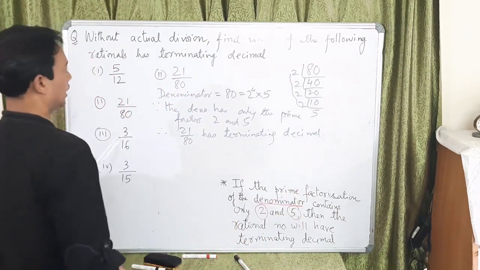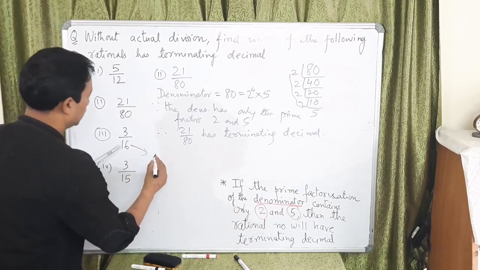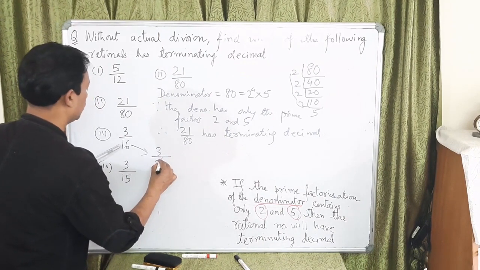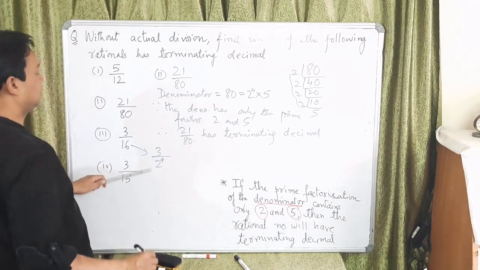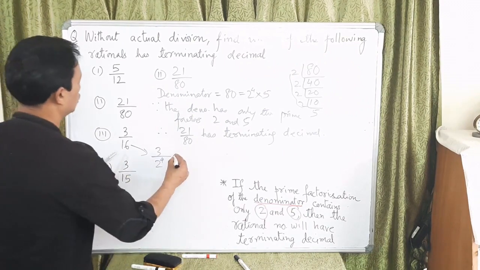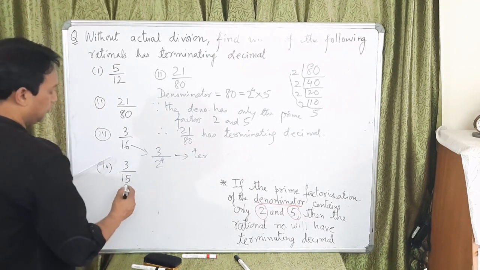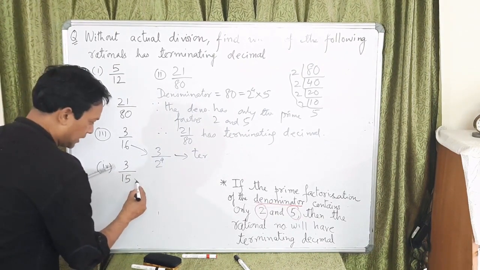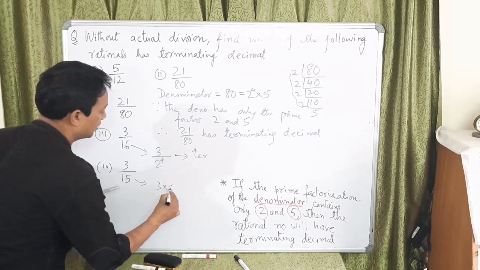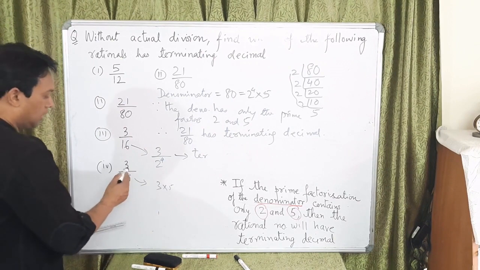So, if we look at the next one, we have 3 by 16. 16, if you break, it will come as 3 by 2 to the power 4. And if it has only 2's, this will also be terminating. But if you look at this one, we have 3 by 15. 15, you may think it's 3 into 5. But you have to be careful. When you look at this type of sums, you have to be very careful.